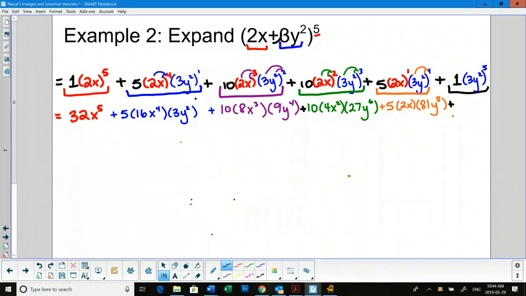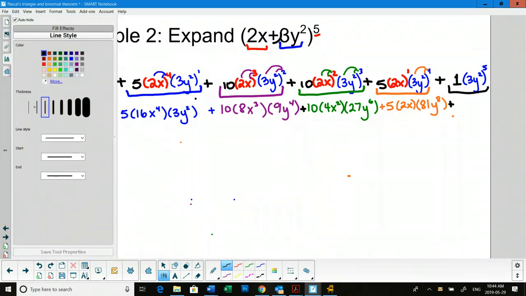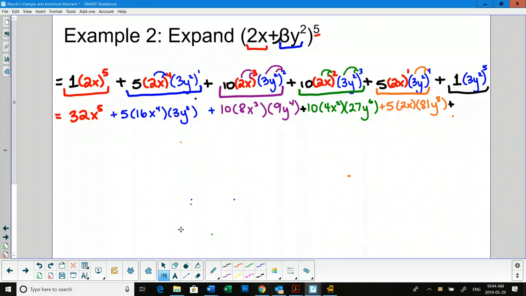Okay, last one. We'll do this one in black. 3 to the 5, 243. And y squared to the 5 is y to the exponent 10. 243 is correct, right? Yeah. Okay, so we're following BEDMAS here. We're making sure that we do exponents first.